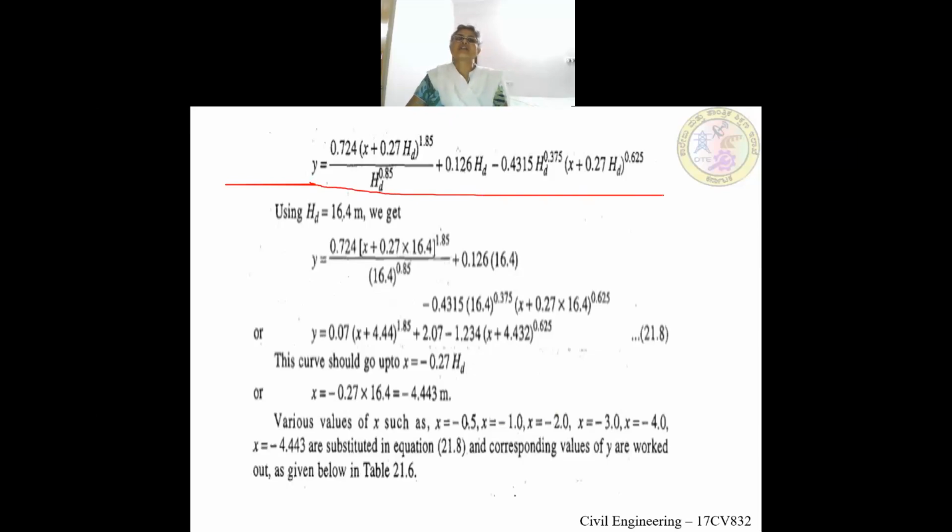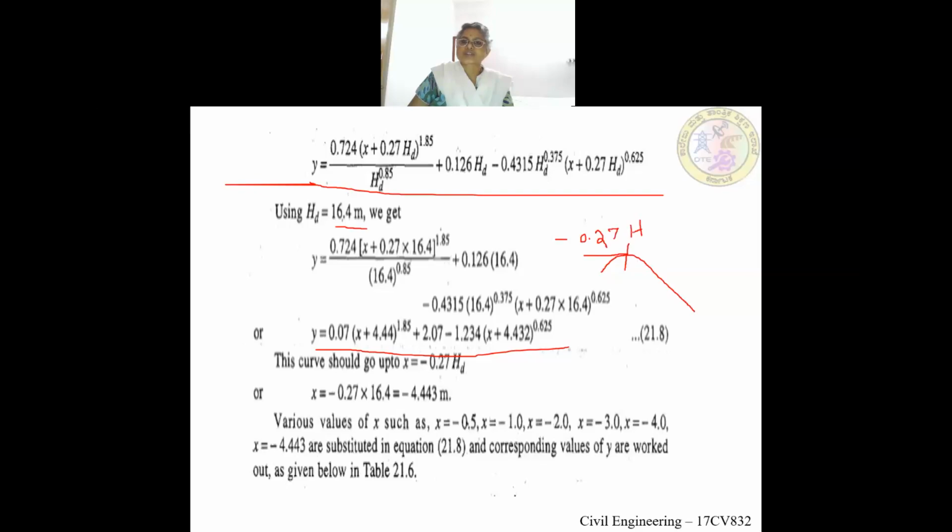This formula also we have discussed in the previous session. So using HD is equal to 16.4 meters, because this is what we have calculated as the actual head of water above the crest of the spillway, for that you calculate the value of y. This is the formula you get. And the curve on the upstream side, this is the upstream side curve, this is the downstream curve, this is the crest. So this can go up to a distance of minus 0.27 HD. This also we have discussed in the previous class, 0.27 HD.